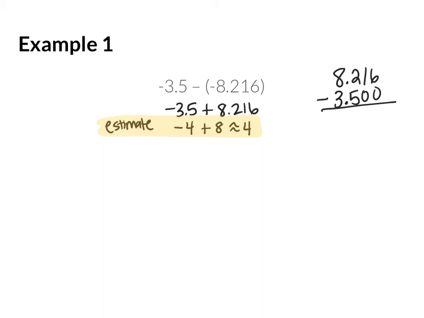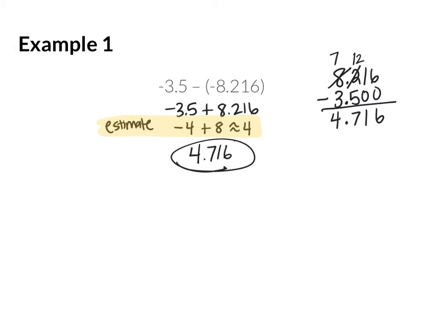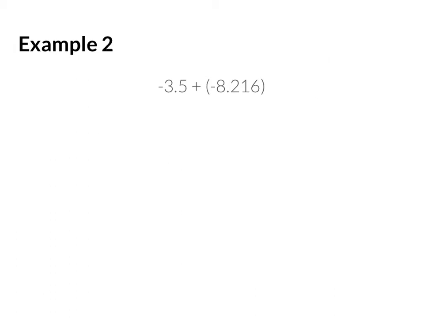Now I can subtract. 6 minus 0 is 6. 1 minus 0 is 1. 5 I'm not going to take away from 2, so I borrow 1 and rewrite it as giving 10 more, giving me 12. Now 12 minus 5 is 7. 7 minus 3 is 4. And my final answer would be a positive 4 and 716 thousandths, which is close to my estimated answer.